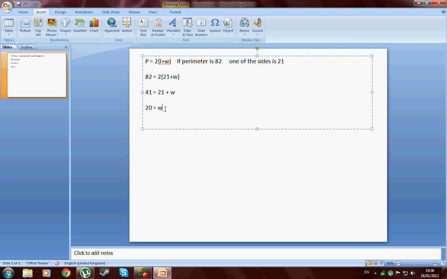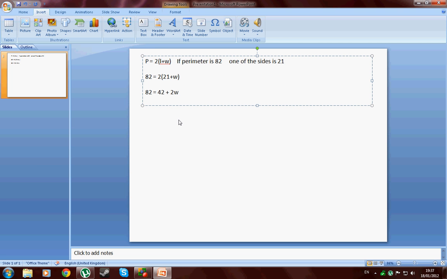I said there was another way to do this. Let's pretend you didn't do BIDMAS in reverse. You decided to expand the bracket first. You see a bracket, you don't like it there, and you're going to expand it. So 82 equals, expanding this bracket, we do 2 times 21, which is 42, and 2 times W, which is 2W, positive 2W as well.